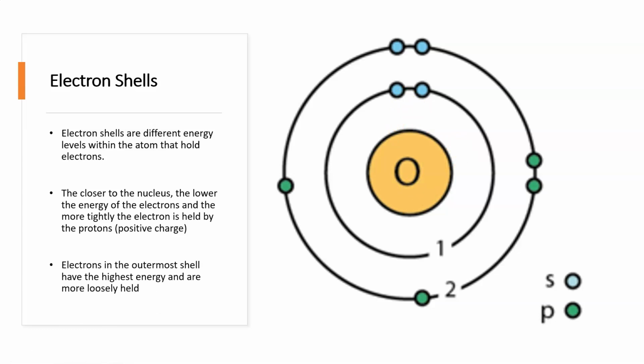That electrostatic force is stronger the closer you are to the nucleus, because you're closer to the charge. Electrons in the outermost shell have the highest energy and are only loosely held. So the further you are from the charge of the nucleus, the less that electrostatic charge is there. So there's less charge out here than there would be in here. Now, you've got to remember, we're going to be looking at some atoms with quite a lot of electron shells.